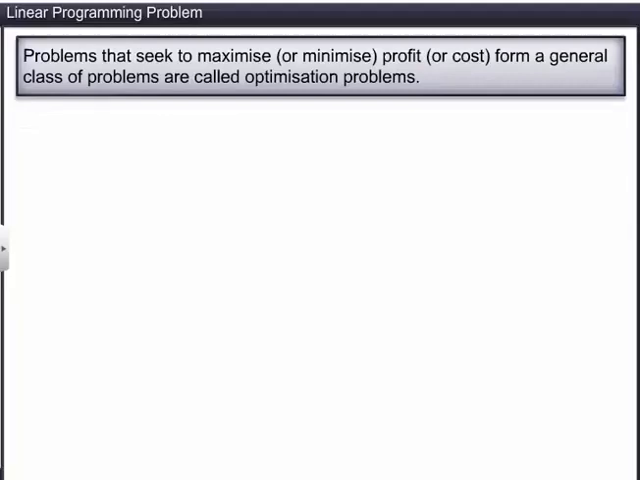The special type of optimization problems is linear programming problems. Linear programming problems involve the optimization of a profit or cost subject to certain overriding conditions or constraints. There are several methods to solve a linear programming problem, but in this chapter, we will learn only the graphical method.